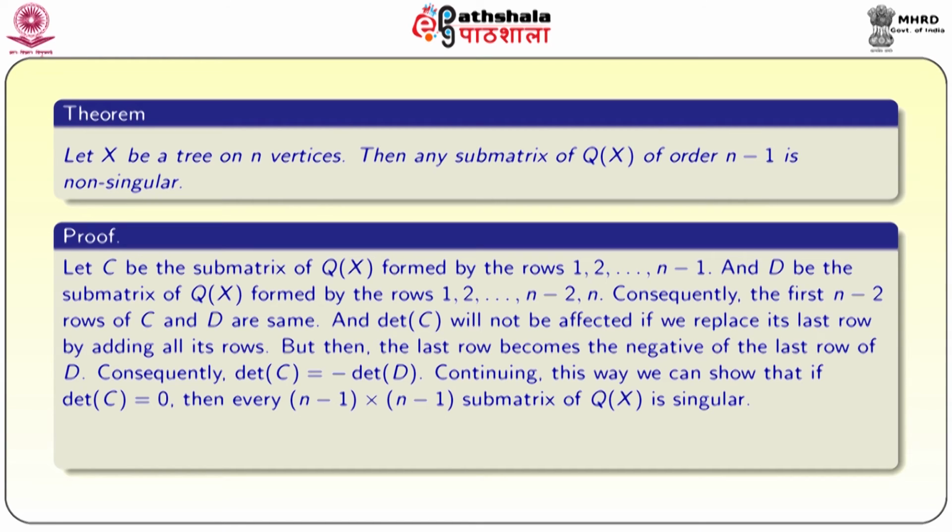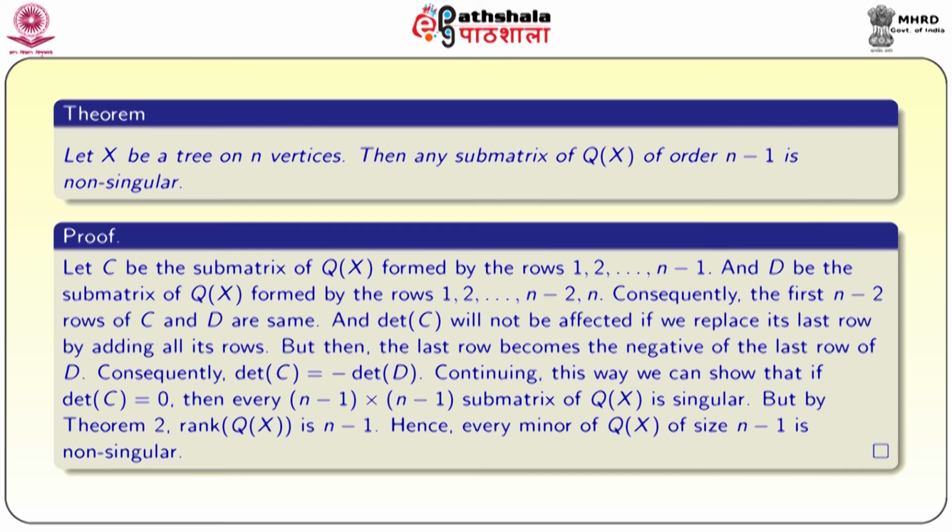But by theorem 2, we proved that if X is a connected graph, then the rank of Q of X is n minus 1. So, if every n minus 1 cross n minus 1 submatrix of Q of X is singular, that is, determinant is 0, then clearly the rank of Q of X has to be less than n minus 1, which is a contradiction to the theorem. We proved that if X is a connected graph, then rank of Q of X is n minus 1. Hence, every minor of Q of X of size n minus 1 is non-singular. Hence, we proved this theorem.